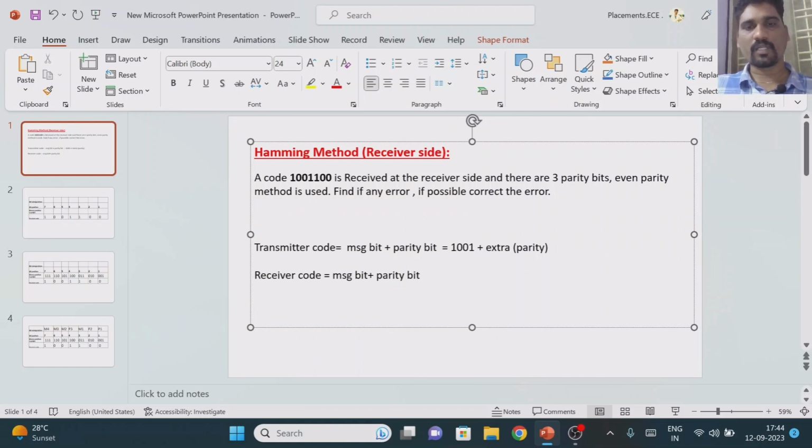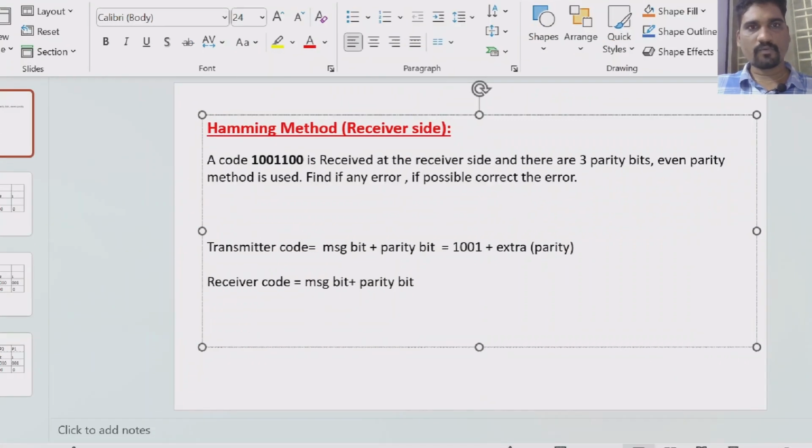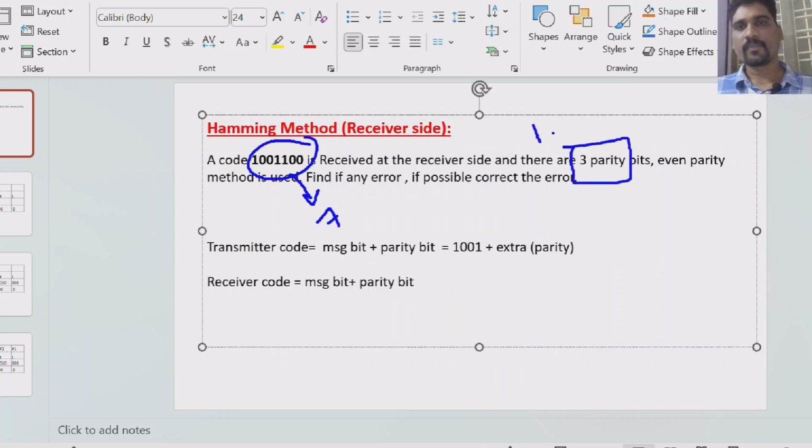It means we should not apply the 2 power p greater than or equal to m plus p plus 1. Now, only at the receiver side we need to identify whether the received information is correct or not. First, we will calculate the number of bits we have. If you count the total number of bits, we have 7 bits. In the given question, they have also mentioned they have used 3 parity bits.